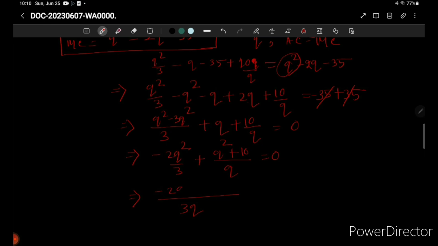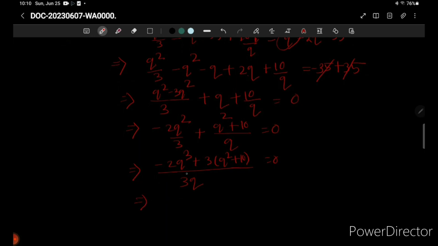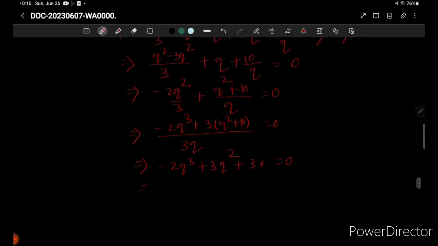So minus 2Q cube plus 3Q square plus 30 equals 0. This implies that I can write it as minus 2Q cube plus 3Q square plus 30 equals 0, or I can write it as 2Q cube minus 3Q square minus 30 equals 0.